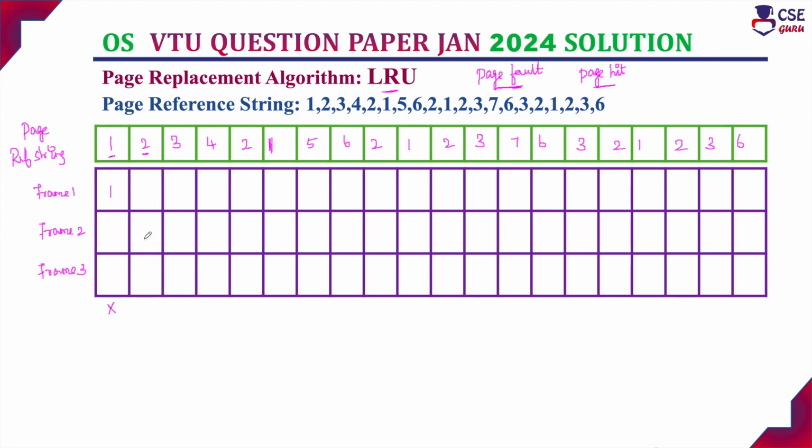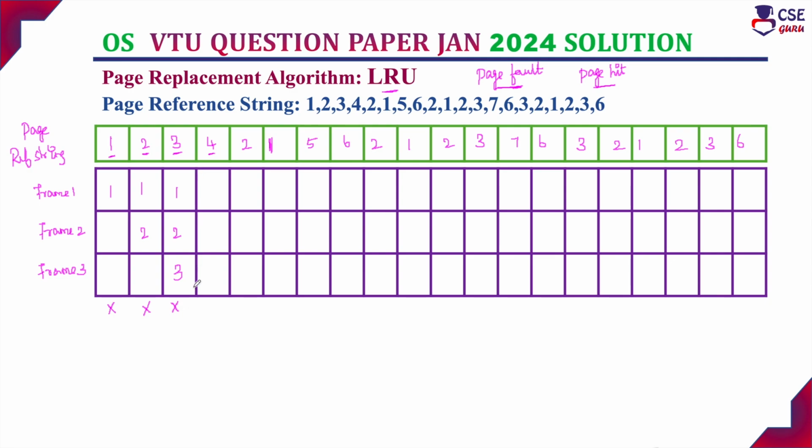Next reference page is 2, it is not available. So swap in into the main memory. This is also a page fault. Then next reference string is 3, that is also not available in main memory. So swap in. Now it is in frame number 3. This is also a page fault. Next reference string is 4. Now all the 3 frames are full. Now you have to select one page as a victim page, because the current reference page is 4. It is not available in main memory. You need to swap in into the main memory.